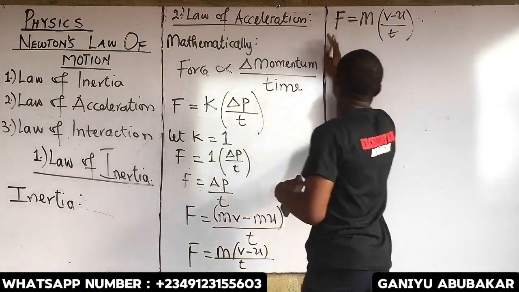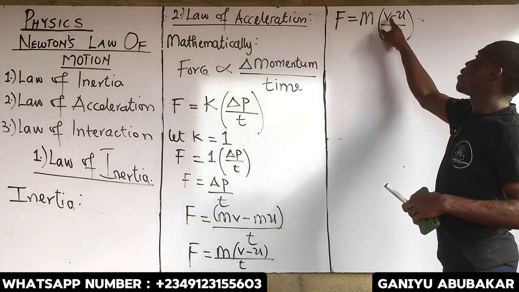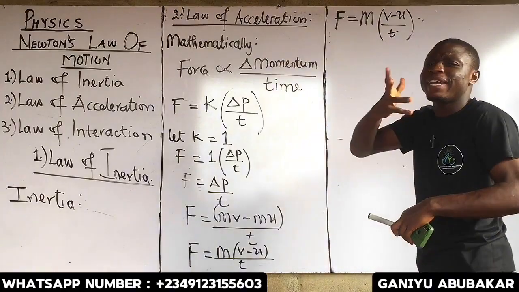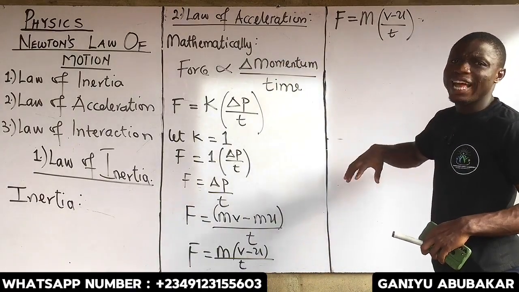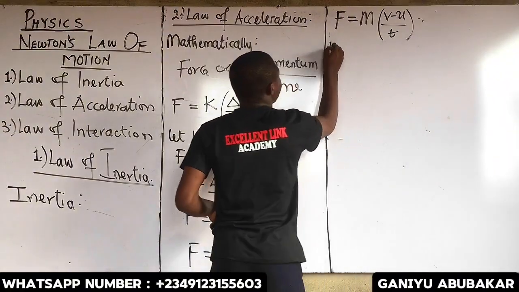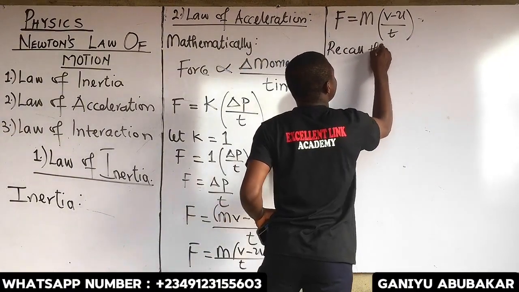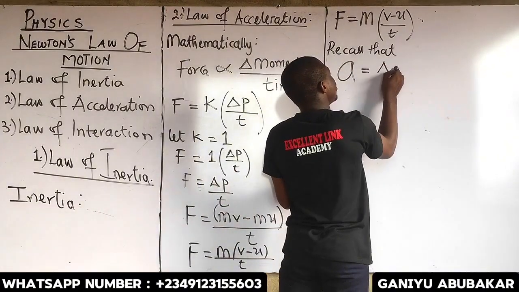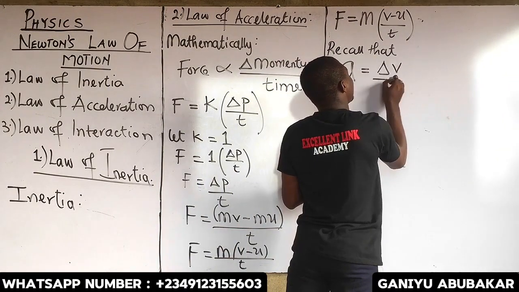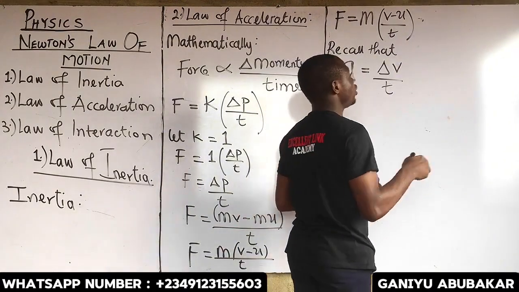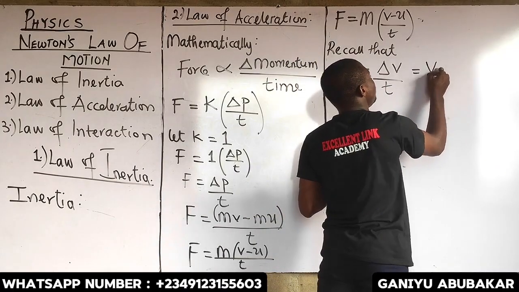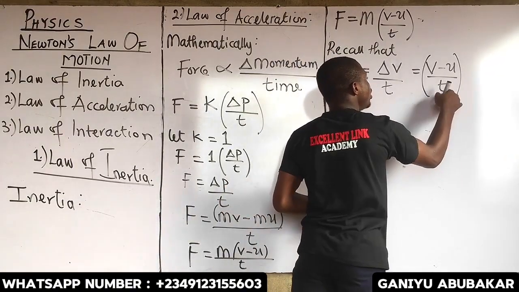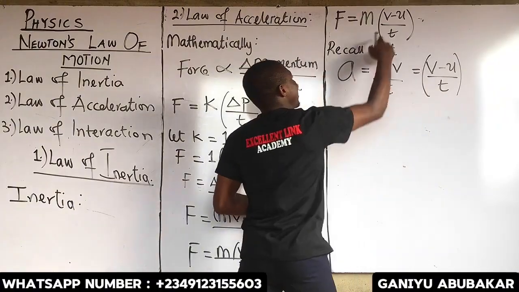Sorry, before that, observe that I'm having v minus u over t. There's a parameter that expresses v minus u over t. That's the acceleration. Recall that acceleration a is equal to the change in velocity all over time. When we say change in velocity, what do we mean? We mean v minus u all over this t. So replace this expression here with a at this point.